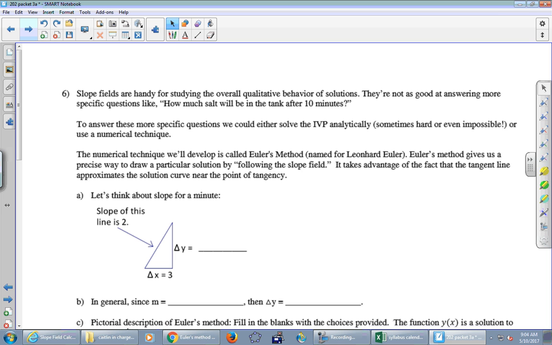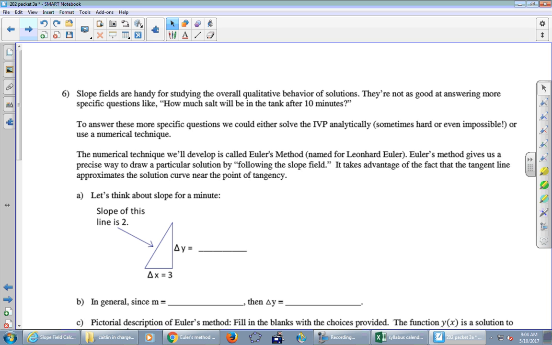All right, number 6. Slope fields are handy for studying the overall qualitative behavior of solutions. They're not as good at answering more specific questions like how much salt will be in the tank after 10 minutes. We can't answer that question right now. We answered increasing, decreasing. We answered concave up or down. We answered long-term behavior, but we didn't have any specific information like how many pounds of salt will be in the tank after 10 minutes, or even 1 second after we start this experiment. We don't have any exact data, not from our slope field.